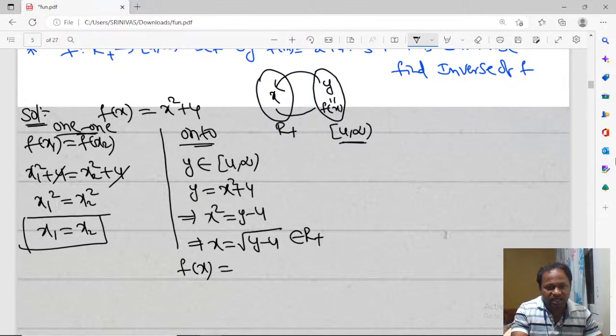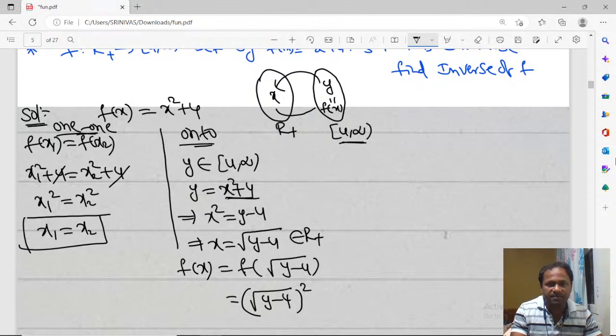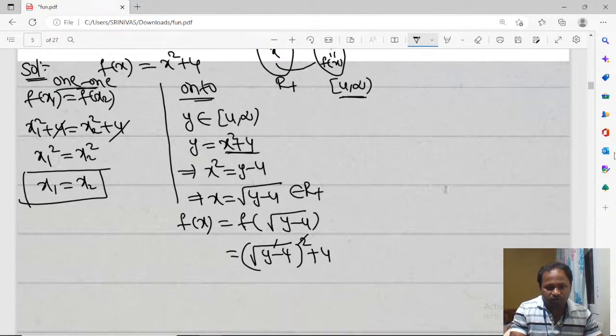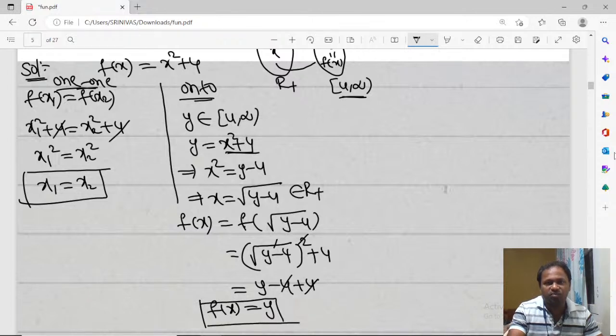Now I will check that f(x) should be equal to y. What is f(x)? It is x² + 4 with x = √(y−4). So (√(y−4))² + 4. The square and square root cancel, so we get y − 4 + 4. So f(x) = y. That means f is onto.